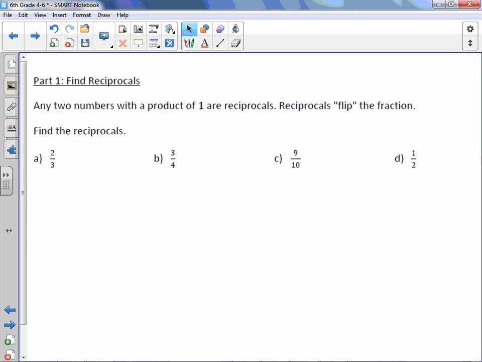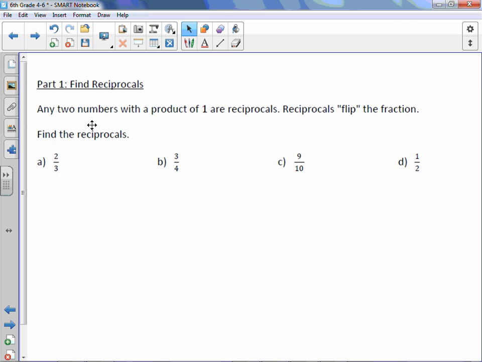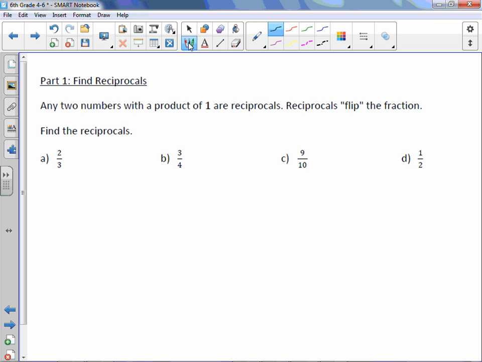So for letter A, the reciprocal of 2/3 is simply 3 over 2. Letter B, the reciprocal of 3/4, just flip those numbers, is 4/3. Letter C, the reciprocal of 9/10 is 10/9. It's okay that you have improper fractions right now.